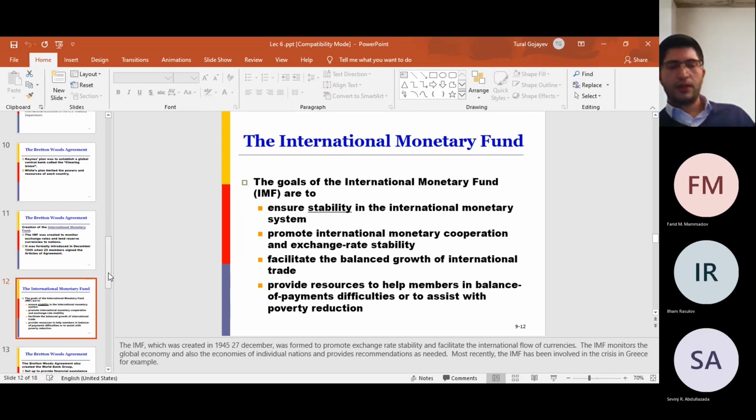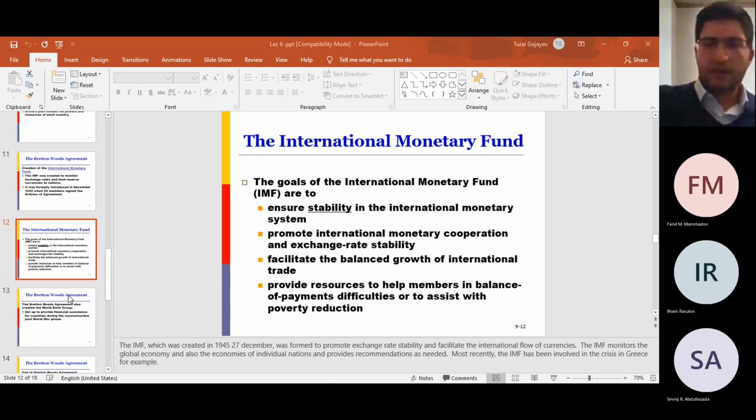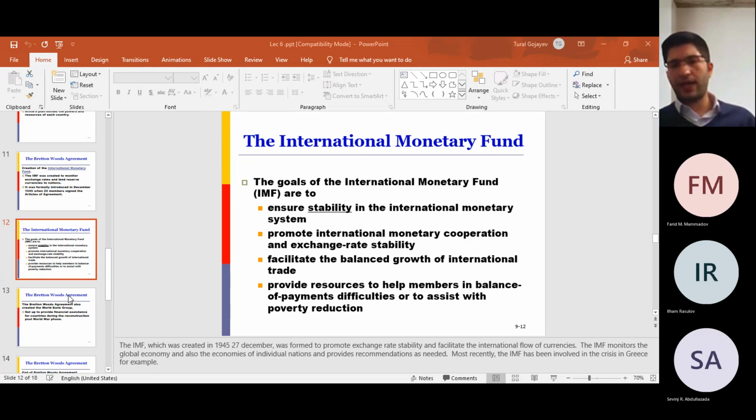And more information about the goals of the IMF, the International Monetary Fund. This is only one of the economic organizations. There are many economic organizations. One of them is the IMF, and also there are, for example, the World Bank and some other economic organizations. Azerbaijan is also a member of the World Bank. The World Bank itself is a part of the World Bank Group.